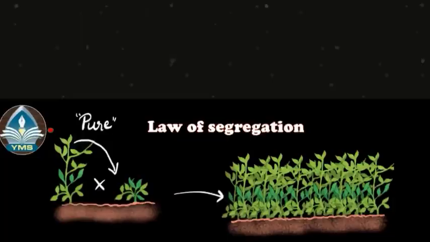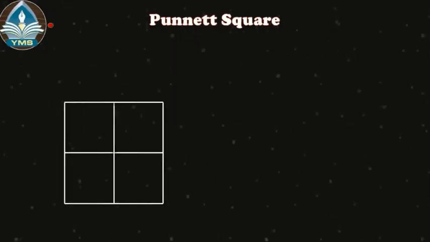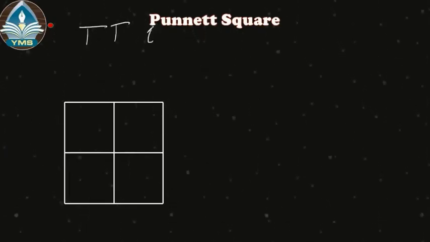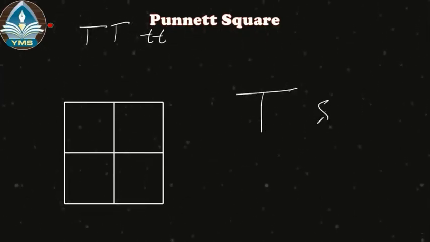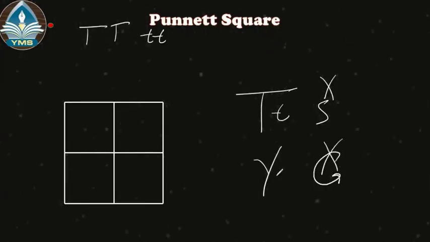Now, the Punnett square is a way of representing the possibilities of the offspring. For example, if you have a pure tall plant, capital T, and a short plant, small t, small t, we're going to use the same letters. If you use capital T for tall, for short you're not going to use S, you're going to use small t. If you use capital Y for yellow, for green we're not going to use G, we're going to use small y, and so on. This is how we do it.